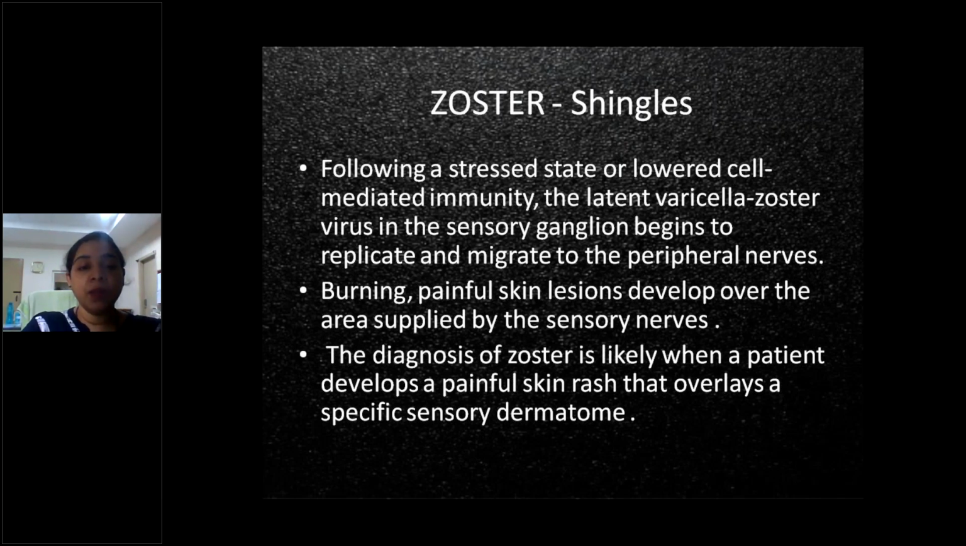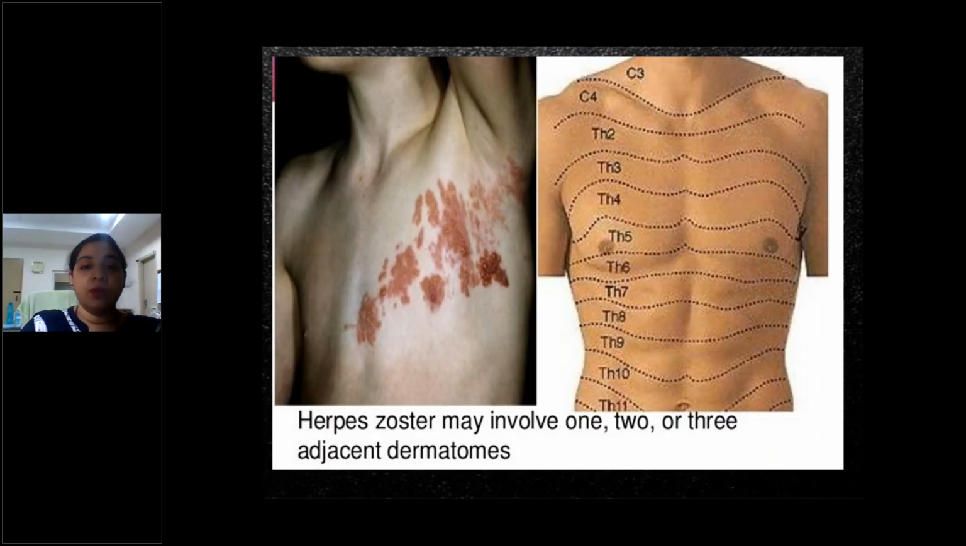Symptoms: burning, painful skin lesions develop over the area which is supplied by sensory nerves. The diagnosis of zoster is likely when the patient develops a painful skin rash that has developed along the dermatome. See this. This is zoster. Can you see how it is? Can you differentiate it from chickenpox? Right. Chickenpox individual. See this one, how is zoster? They are spreading like this.